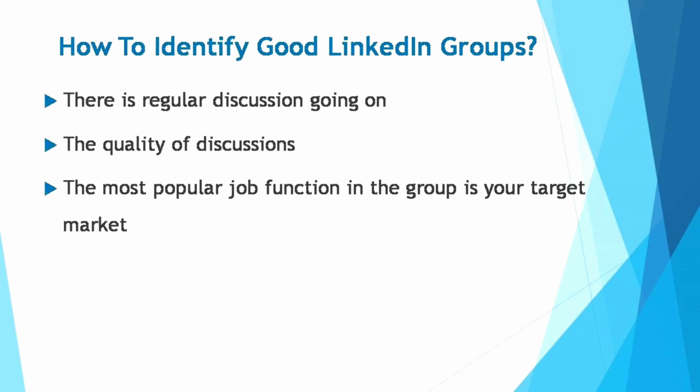The quality of discussions. Are the discussions in the group spam-like and not systematic, or is it full of discussions with useful content? This will help you identify if the group members are potential clients or not, as well as aiding you in researching what's in demand and if you can offer your expertise to engage with them. The most popular job function in the group is your target market. For example, you want to see business as the main function in the group statistics if you're targeting business owners. This should serve as an indication of a quality group when you search for a group to join.